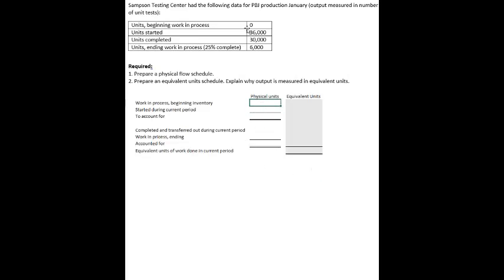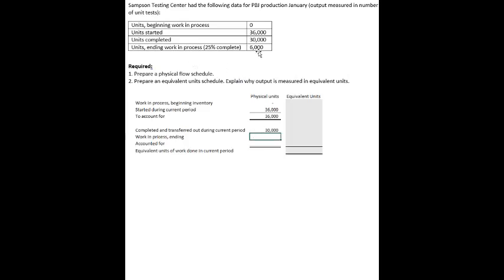We have no beginning work in process for this testing department, and so we have 0 here. The amount of product started during the period is 36,000 units. So in total, we have to account for the 36,000 units. That's an important number here. If you don't get these physical units right off the bat, the rest of the process costing problem is all messed up. So completed and transferred out during the period, 30,000 units are done.